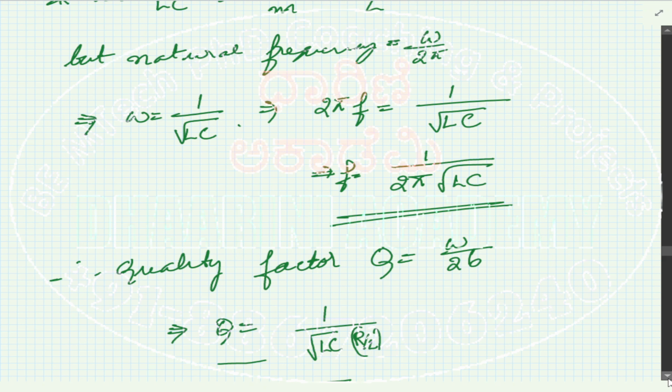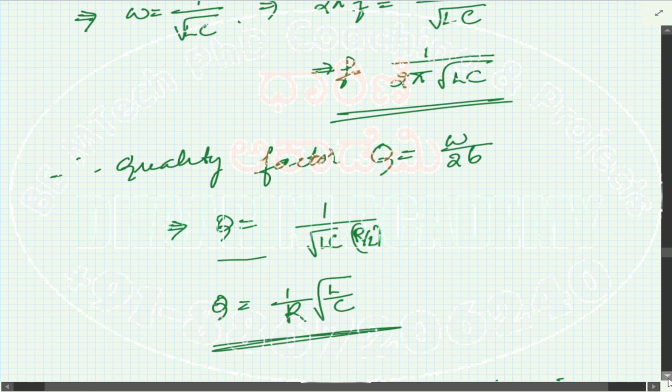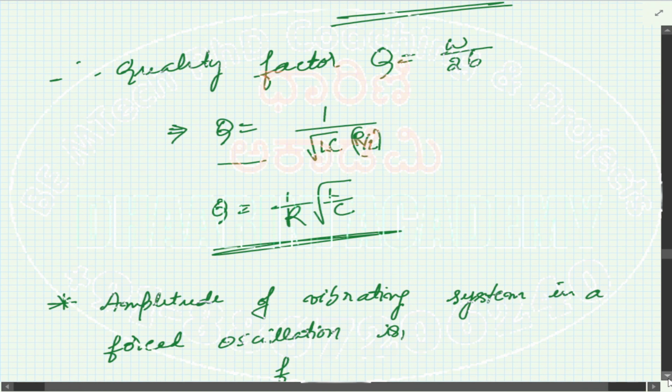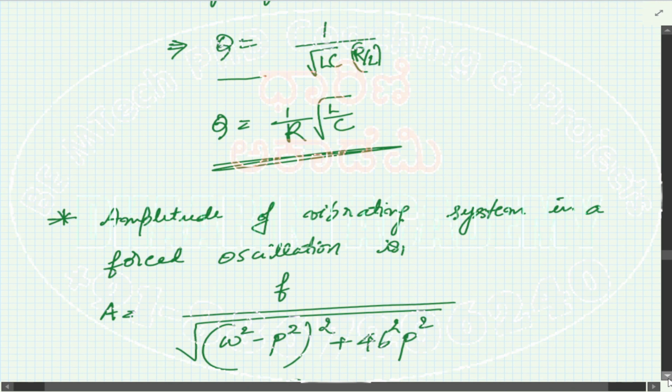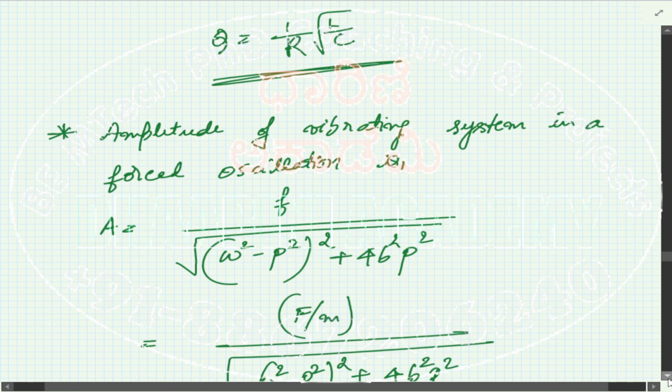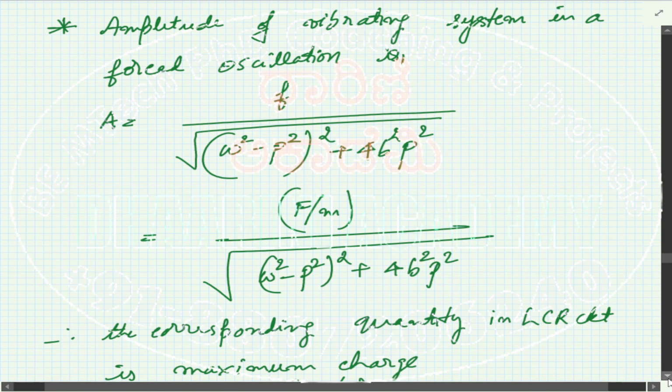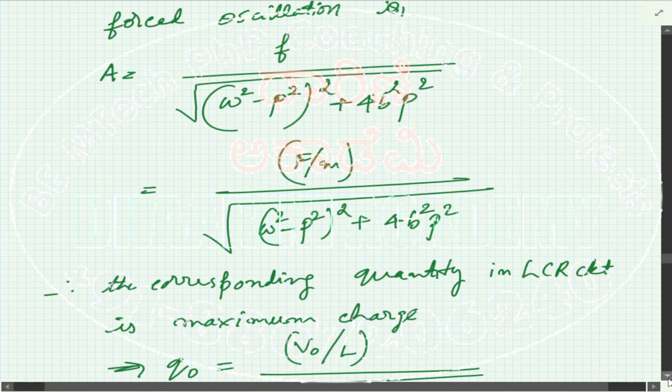So you can see omega by 2 pi was the natural frequency which was equated to 1 by root LC. Omega is 2 pi F. So this F is 1 by 2 pi root LC, the frequency of oscillation. Then the quality factor can be proved to be 1 by R into root of L by C. Then we calculated the amplitude of oscillation using f by n, which is root of omega square minus p square whole square plus 4b square p square.